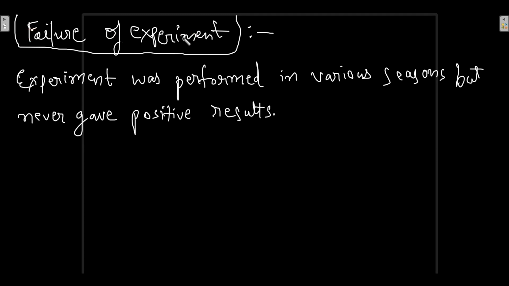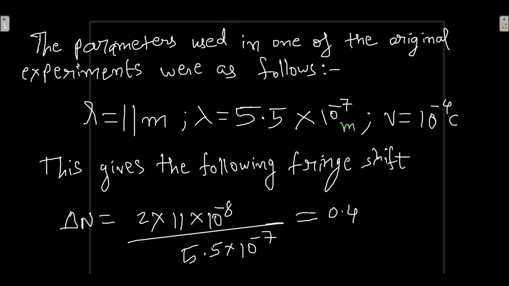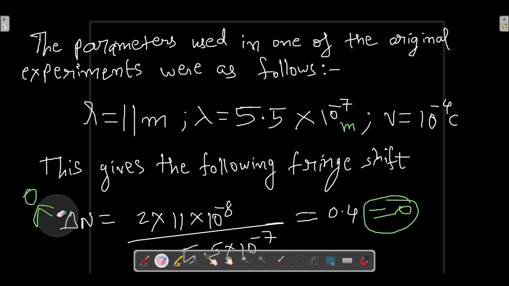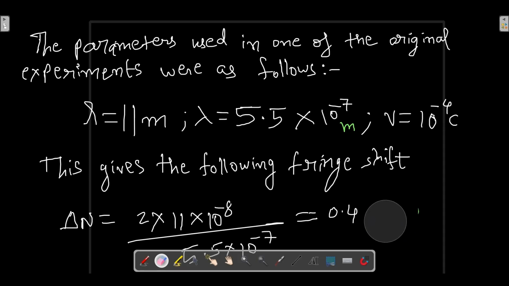Now the experiment was a complete failure because the theoretically calculated value of delta n and the experimentally observed value did not match each other. In reality, delta n came out to be equal to 0. Why the negative result? We are going to learn in the next lecture. But for the time being, just remember that delta n, which should have come out to be approximately 0.4, came out to be exactly 0.